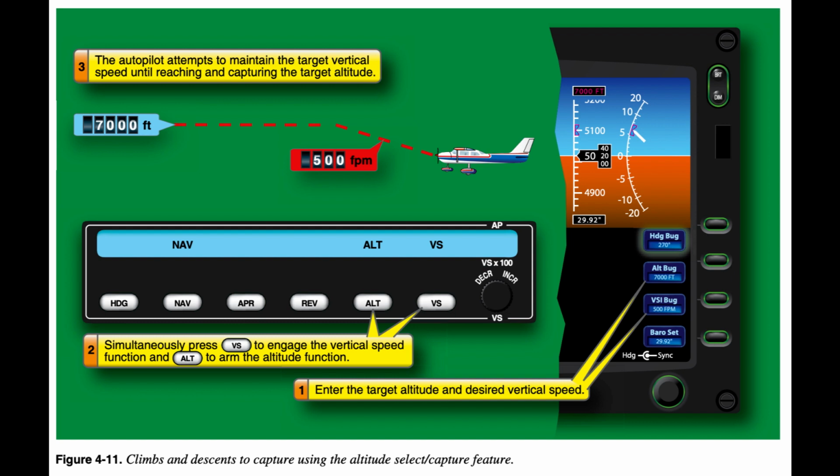Once the aircraft reaches the assigned altitude, the vertical speed function automatically disengages, and the altitude mode changes from armed to engaged. The change from vertical speed mode to altitude hold mode is the capture mode, or transition mode. Any changes made by the pilot during this short phase usually result in a cancellation of the capture action, allowing the aircraft to continue the climb or descent past the selected altitude.